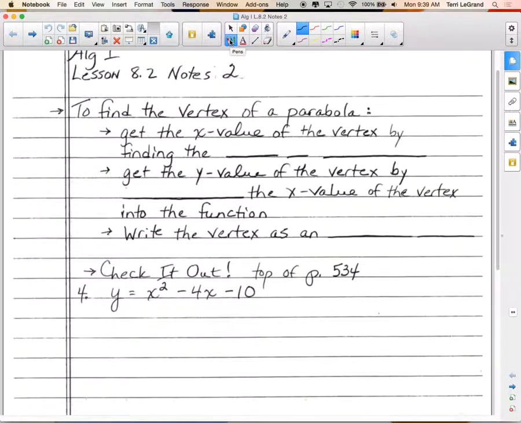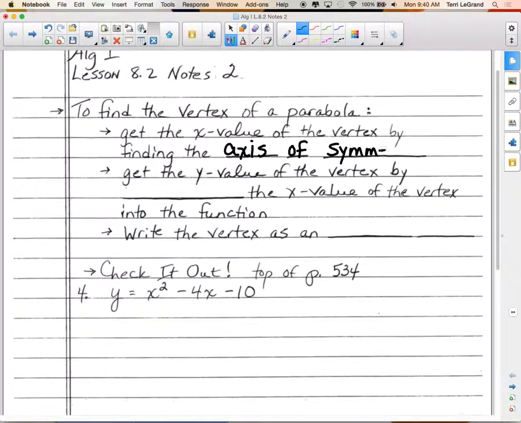Okay, so as we continue on in lesson 8.2, today we're going to find the vertex, and then we're also going to use the vertex to find the minimum or the maximum of the function. So to find the vertex of a parabola, we need an x value and we need a y value. It's an ordered pair, right? It's a point. So get the x value of the vertex by finding the axis of symmetry, which we already know how to do.